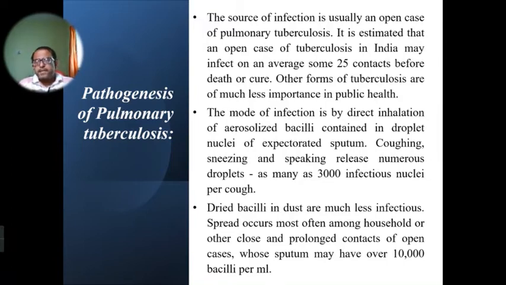So this earliest infection and spread occurs among the household or other close or prolonged contacts of open cases whose sputum may have over 10,000 bacteria per ml. So if this much amount of bacteria is present in the environment around that healthy person, then this acts as a very important source through which infection can initiate in the healthy person.